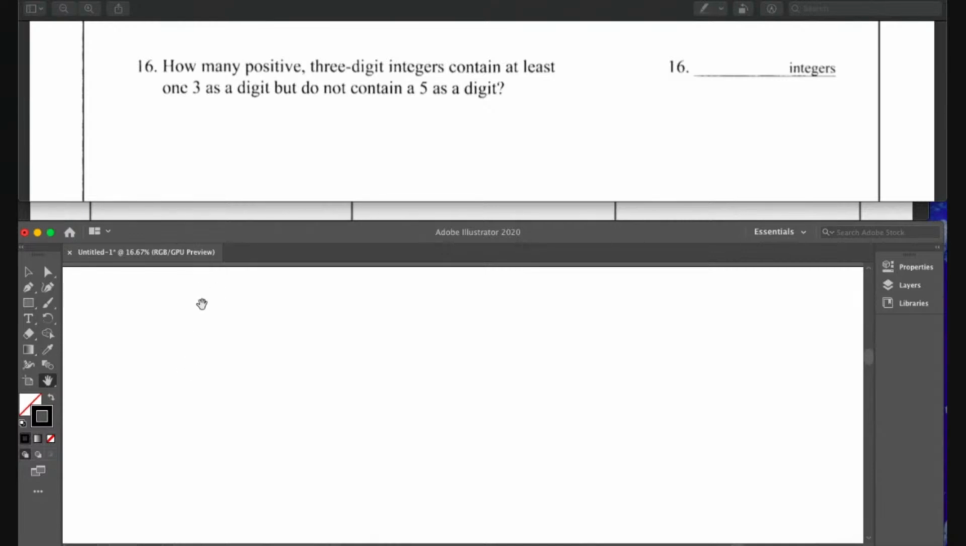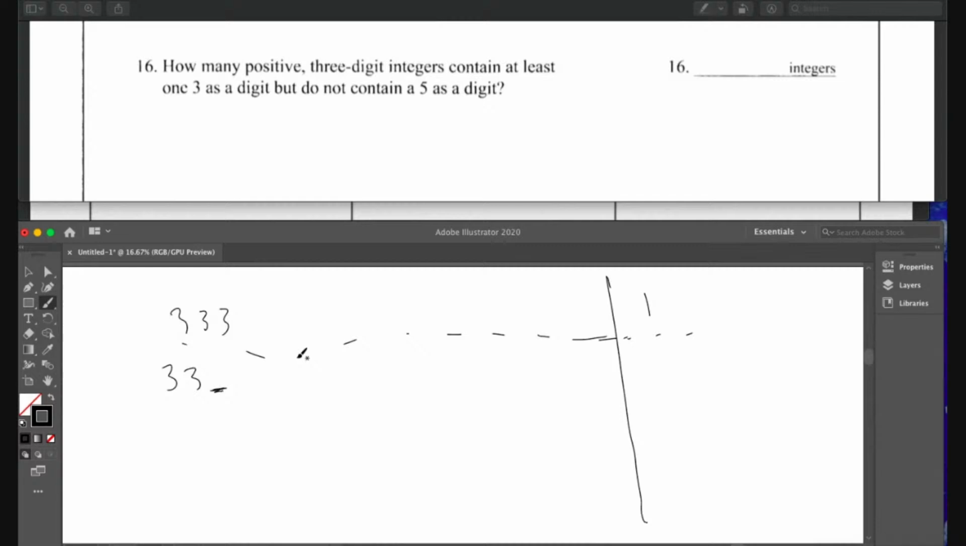So first, I'm just going to do the simplest case, which is if all the digits are 3, right? Here we have a three-digit number that has at least one 3 as a digit. You can't have anything else in this case, so this case is just going to be 1. I'll keep a tally mark here. Okay, and then what if we have two threes, and then this spot is not a 3?